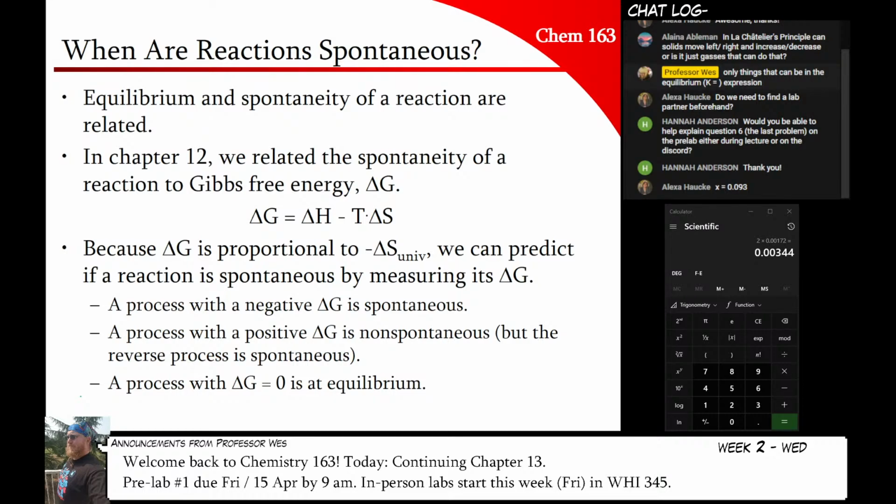Let's just show that right here. So if delta G equals 0, then I get this. Delta H equals T delta S. And for a given delta H and delta S, we can find out which temperature will generate a reaction that is just at equilibrium.